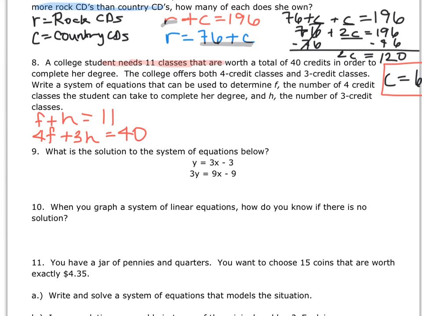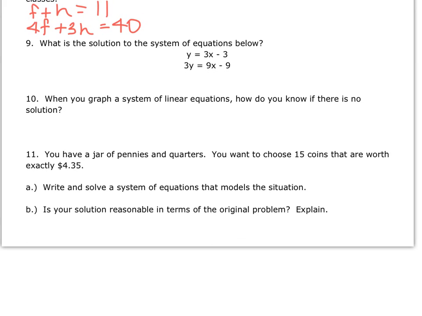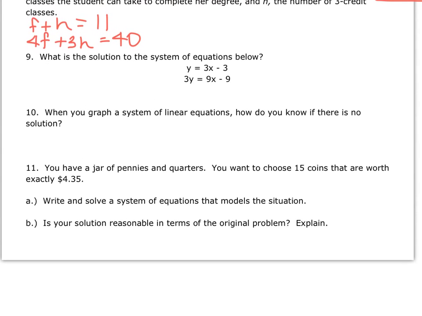All right, number 9. Number 9 says, what is the solution to the system of equations below? So I have y equals 3x minus 3, and 3y equals 9x minus 9. So how could I solve this? By substitution, elimination, or graphing? I agree, I would do substitution. Perfect. So I'm going to have 3 parentheses 3x minus 3 equals 9x minus 9, right?